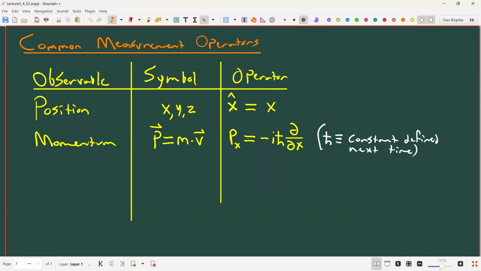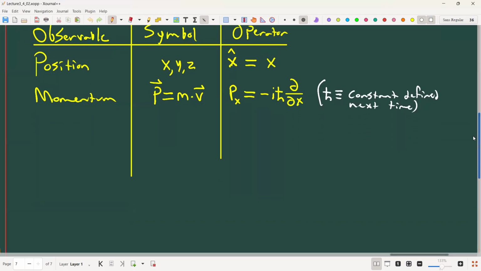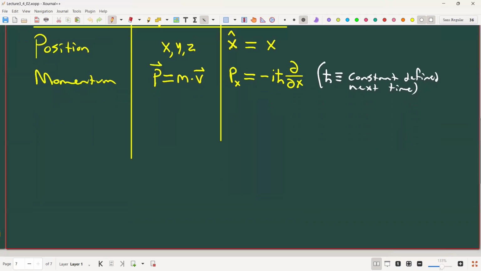I'm going to keep this table open for now, and I'm just going to write below it a bit and just make some notes, because we'll come back and fill it.